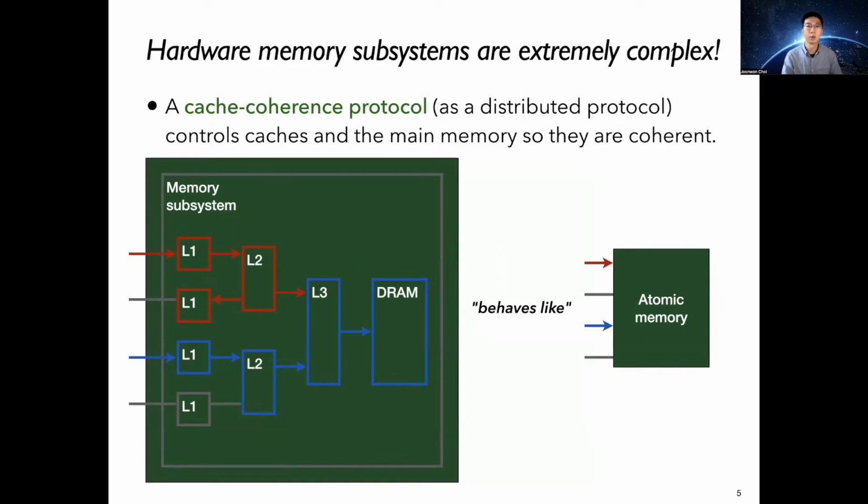What is the meaning of coherency in a memory subsystem? It means that the concurrent execution should behave like the one by an atomic memory. More technically, for any possible memory request response sequence by the memory subsystem, if the system is correct, the sequence should be able to be simulated by the atomic memory as well.